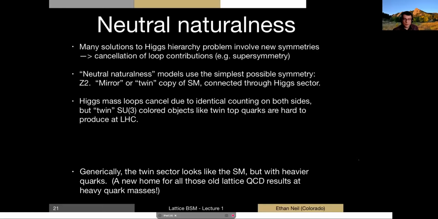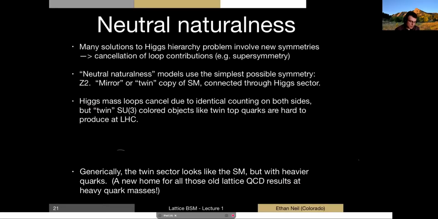And neutral naturalness models do the same thing, but they use basically the simplest possible symmetry, which is Z2. Okay? So the idea is you take a twin copy of the standard model, sometimes known as a mirror copy. They're connected through the Higgs sector, otherwise they don't talk to each other. And because you have identical counting factors from the standard model and its twin, you can get cancellations of these sort of Higgs mass loops.